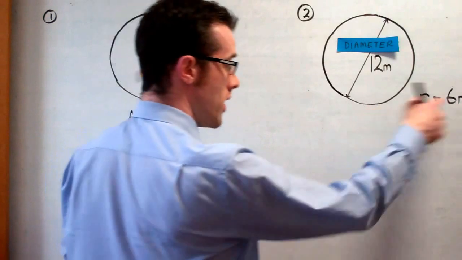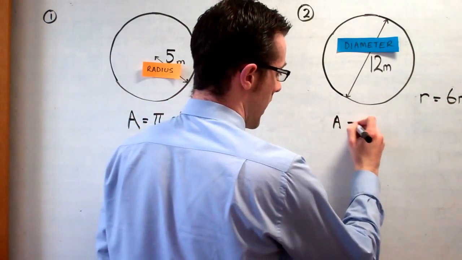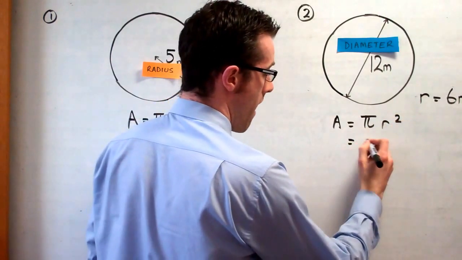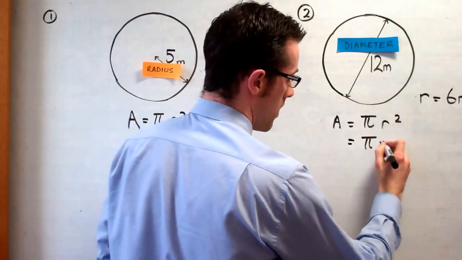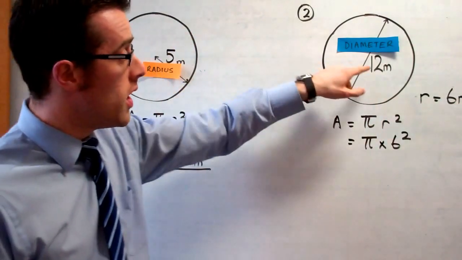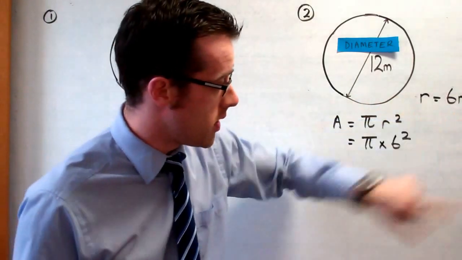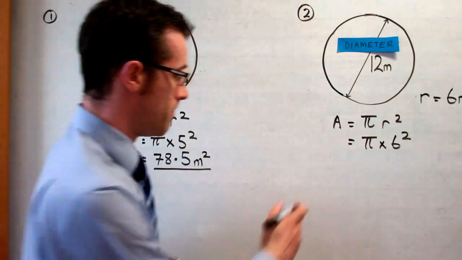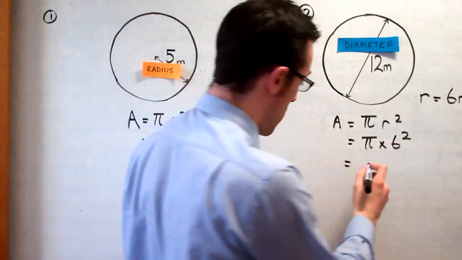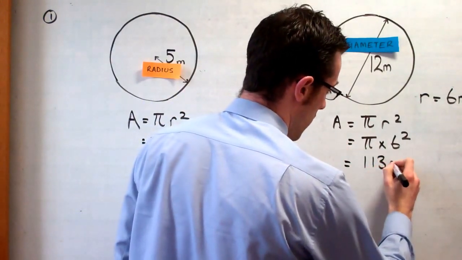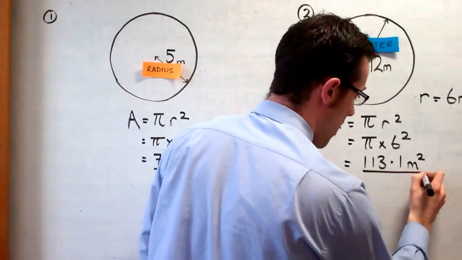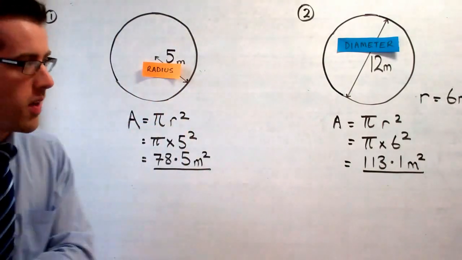So, the radius is 6, and we're going to start off again with the formula. So A equals pi r squared, and we write that down, and then we can say that's pi times 6 squared, because 6 is the radius, not 12. 12 is the diameter, and 6 metres is the radius then. So if we work that all out, put that into a calculator, we get an answer of 113.1, and again, metres, so that's metres squared. So remember our units is very, very important.